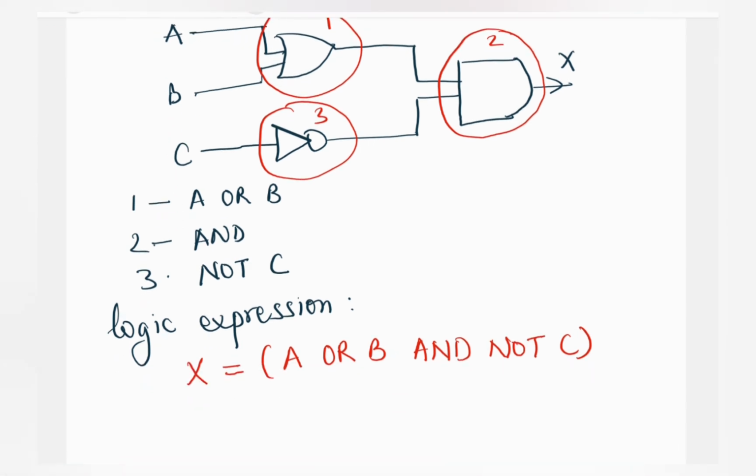The same logic expression can be written in Boolean algebraic form. Let's do that as well. So it becomes X is equal to A, the OR is replaced with plus, so A plus B. Then there is a dot and there is a NOT C, so C with a bar on the top. So this becomes the logic expression from the logic circuit.